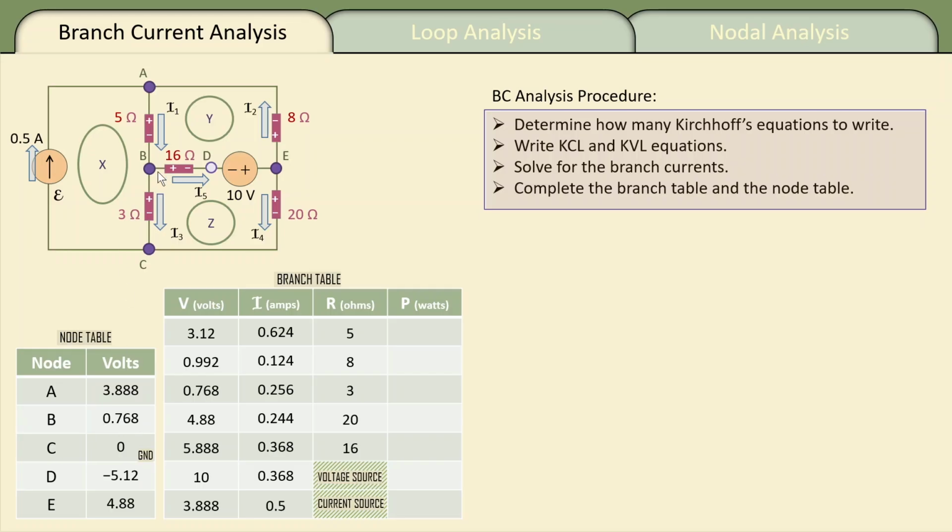If I continue walking straight up to A, in addition to the 0.768, I go minus plus against I1. I'm going up to A, so I'm increasing by the volts for the 5 ohms. So 3.12 volts added to 0.768 gives me the node voltage at A, 3.888. And you can continue walking to D and E, starting from C, to get the other node voltages in the table.